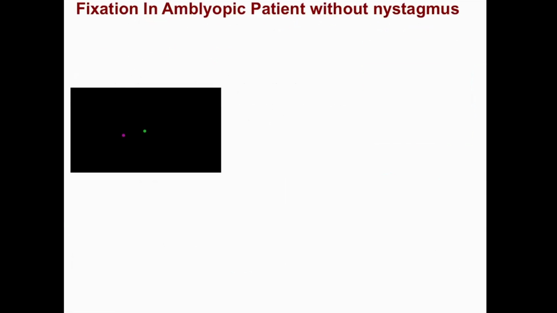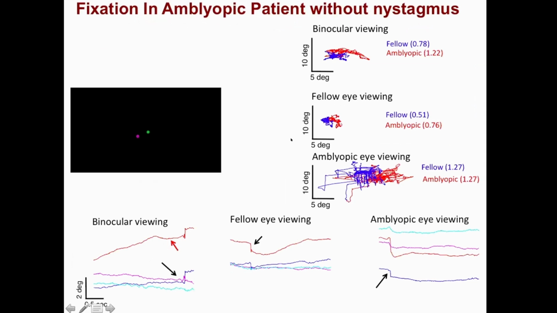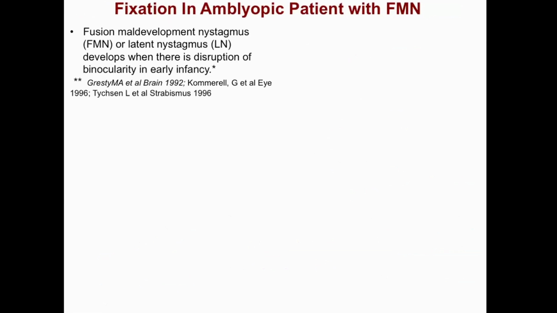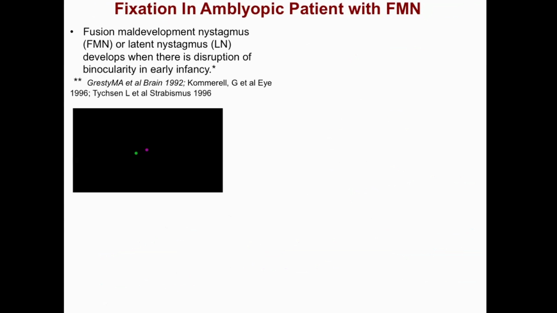This is an example of a patient who had severe amblyopia and did not have nystagmus. Magenta is the amblyopic eye. Notice that there was an increase in the drift of the amblyopic eye. Again, in addition to increased drift, they have an increase in the amplitude of the amblyopic eye. These are the scatter plots, and you see that the fixation is unstable in amblyopic and fellow eye, particularly during amblyopic eye viewing condition. Here's an example of a patient who had FMN. So fusion maldevelopment nystagmus or latent nystagmus develops when there is disruption of binocularity in early infancy.